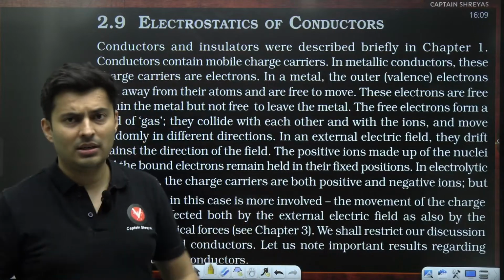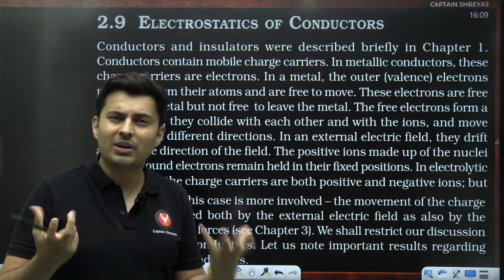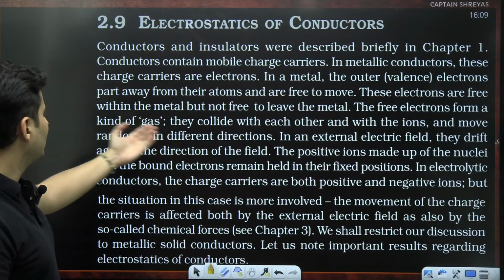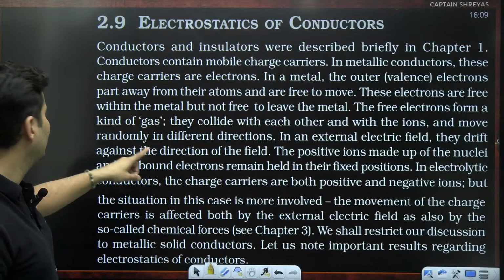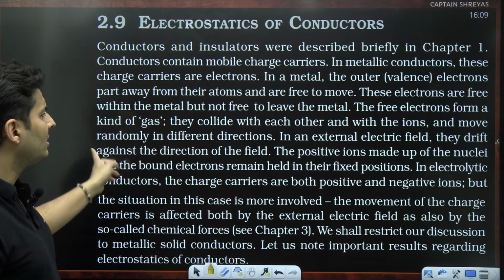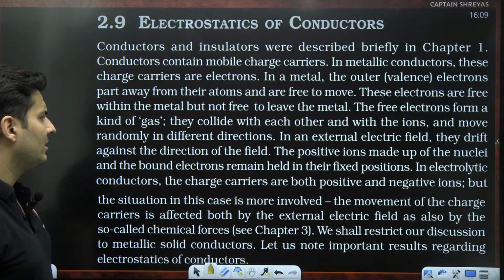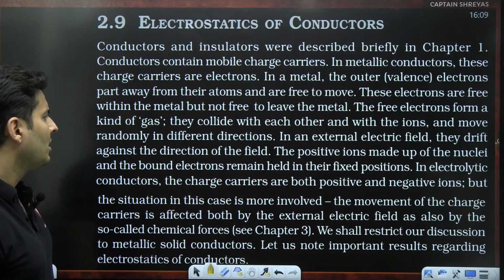Insulators do not allow the flow because they do not have free electrons as such. These electrons are free within the metal but not free to leave the metal. The free electrons are kind of a gas, they collide with each other. In an external field, they drift against the direction of the field. The positive ions made up of the nuclei and the bonded electrons are mainly held in position.